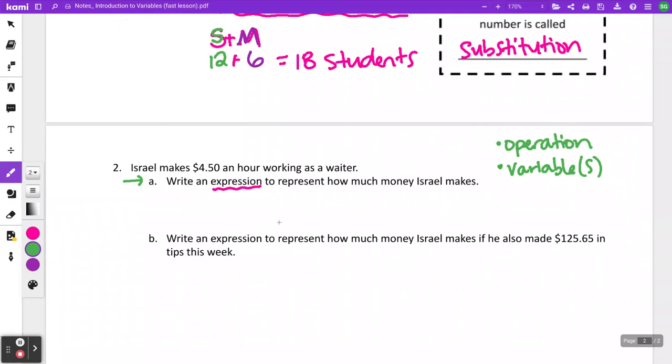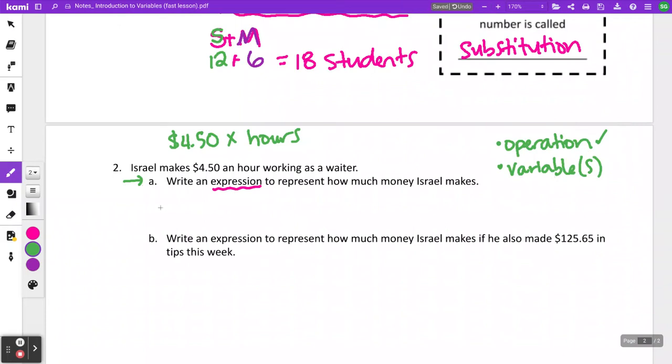Doesn't matter how many hours I give you, the most common answer to that question is multiplication. We would want to multiply that amount of money he makes per hour times the number of hours he works. So in my expression I'm about to write, I'm going to use multiplication. That's the first thing. The second thing I need is a variable.